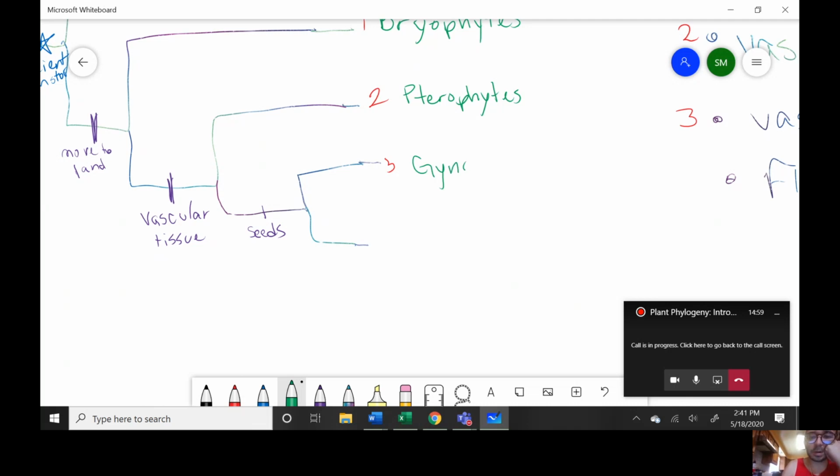And gymnosperms, they develop their seeds. They don't have any flowers or fruits, so they primarily relied on wind to allow their pollen, excuse me, not their spores, to fertilize the cones. So gymnosperms. And then lastly are angiosperms.